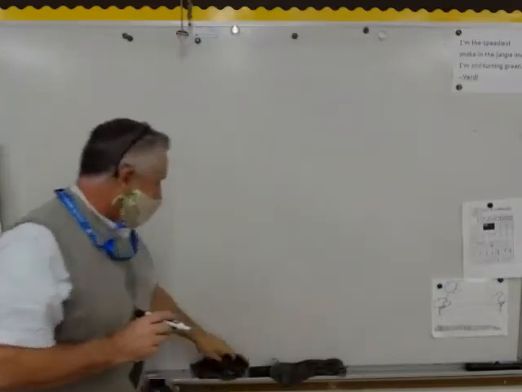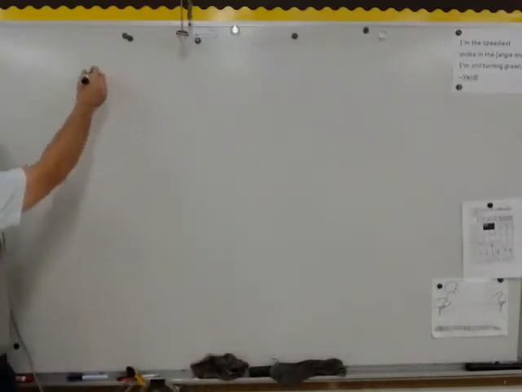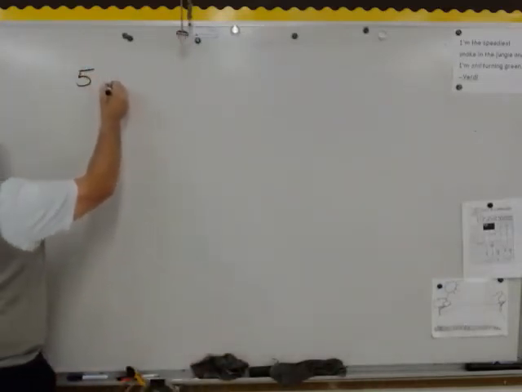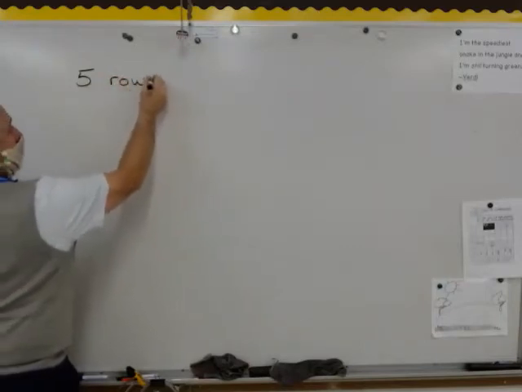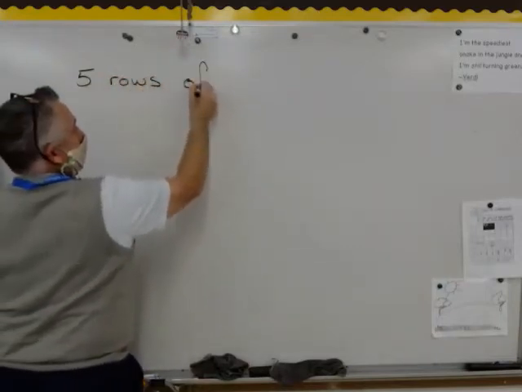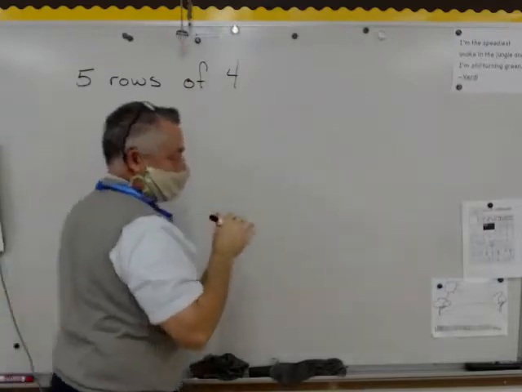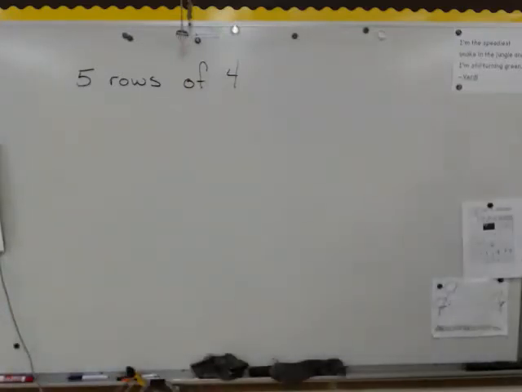And I would like you to make an array that has 5 rows of 4. Go ahead and make an array that has 5 rows of 4, and try to make it fairly neat so it's a rectangle when you're done.